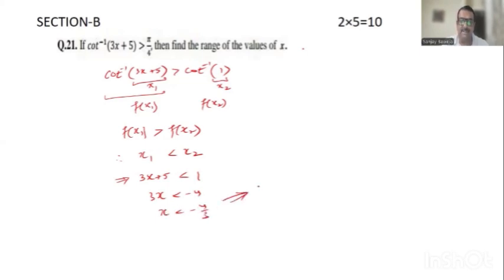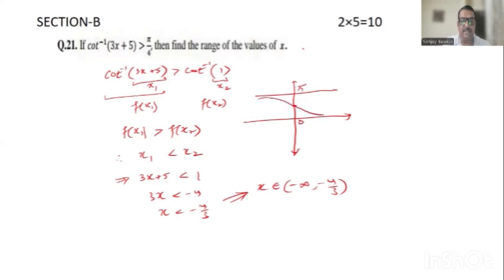So 3x is less than minus 4, x is less than minus 4 by 3. So this implies x belongs to minus infinity to minus 4 by 3. Now in this case, you must know the graph of cot inverse x. This is 0, this is pi, and this point is pi by 2. So the graph of cot inverse x goes like this. So it is a decreasing function. I hope it is clear to all.